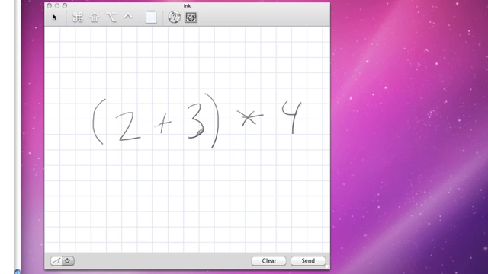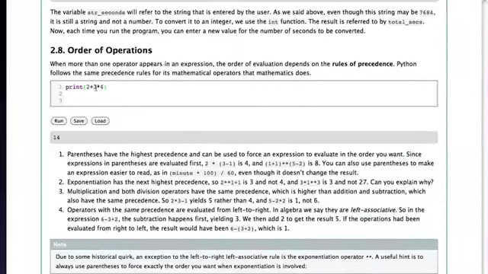So 2 plus 3 is 5. 5 then multiplied by 4 should give us 20. If we go back over to our active code window and put some parentheses in here, so 2 plus 3, the result of that multiplied by 4, when I run, now I see that the result is 20.